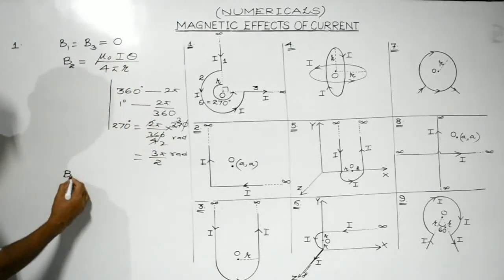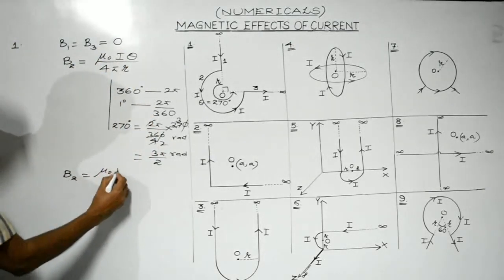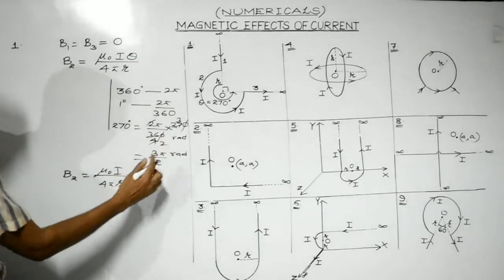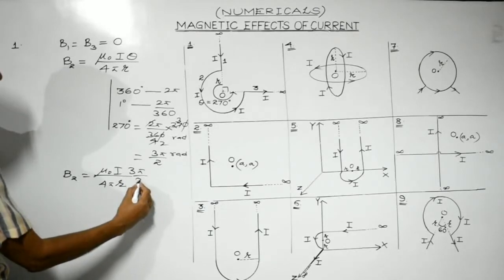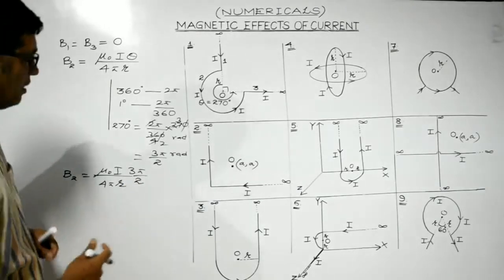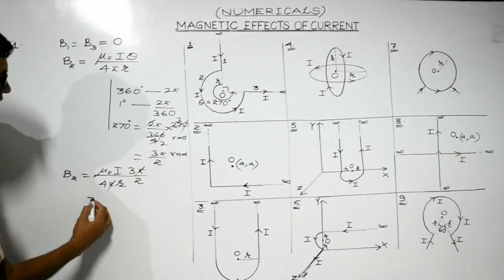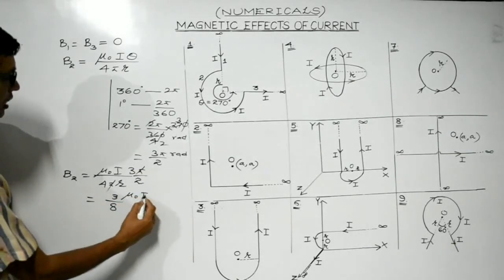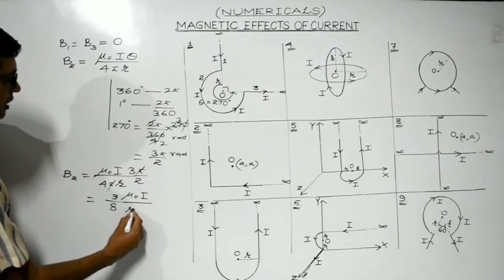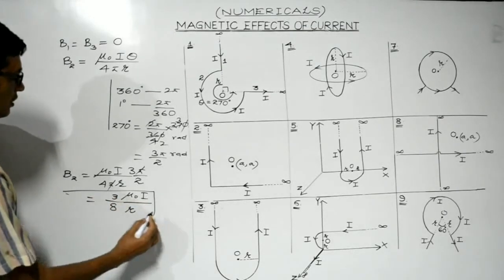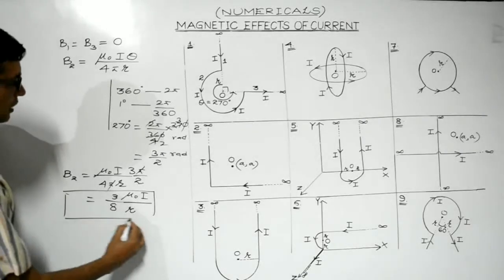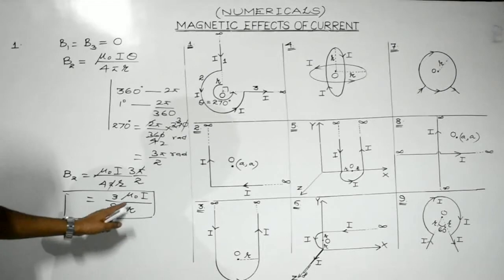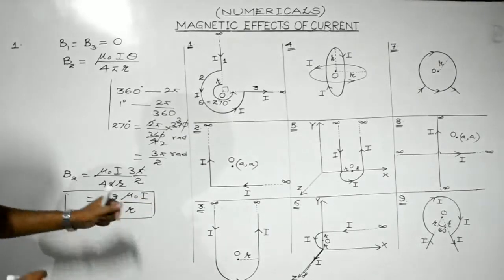So let's substitute this value over here. So what we get is B2 is equal to mu naught I divided by 4 pi r. In place of theta, write 3 pi by 2. So pi gets cancelled. So we get 3 by 8 mu naught I divided by r. So this is the strength of the magnetic field at point O. 3 by 8 mu naught I divided by r.